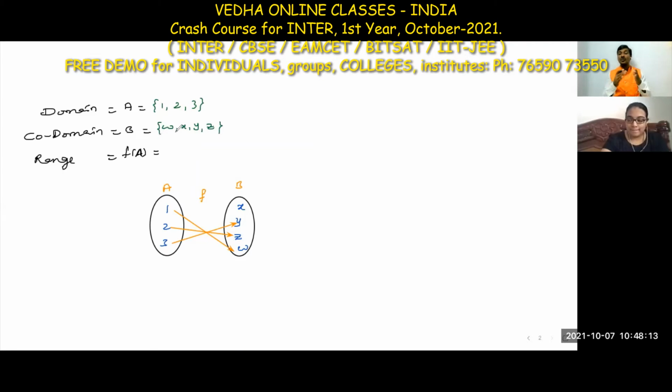Okay. This is the codomain, the second set of elements. The first set of elements is the domain. And the range is nothing but only the mapped elements, the images. Here, what are the elements? W, Y, and Z. Here there is no X, we left the X. If we include the X, that is the codomain. Without X, it is the range.